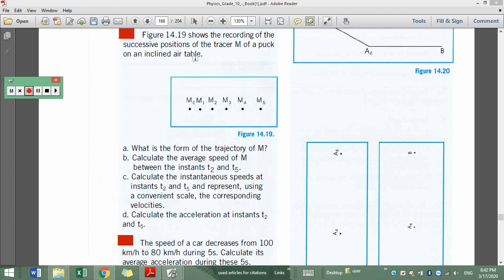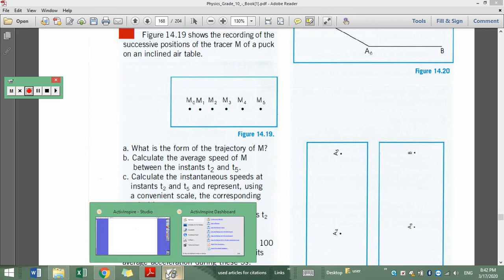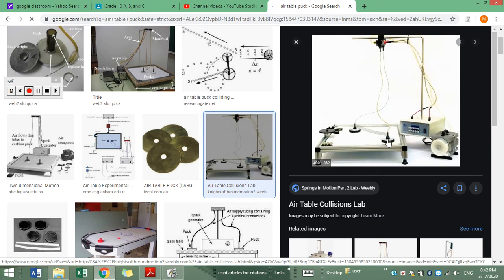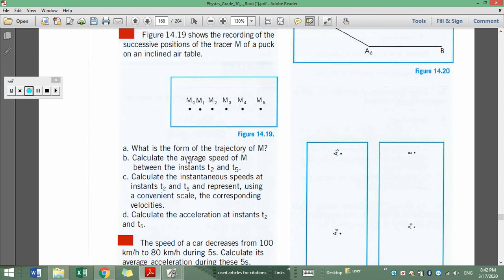Figure 14.19 shows the recording of the successive positions of the tracer arm of a puck on an inclined air table. This is the air table puck, the puck that moves, leaving traces behind it. For example, every 60 millisecond it leaves a trace, which is a point, a dot, as shown in the figure here.